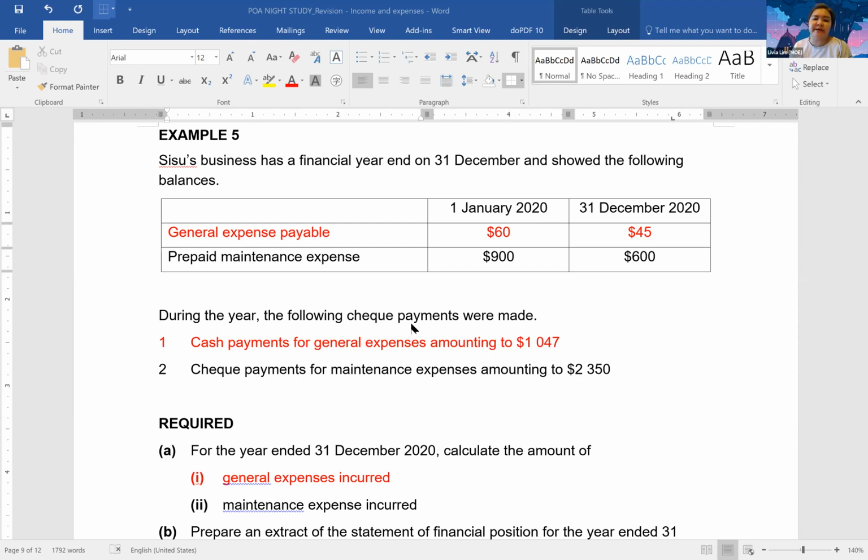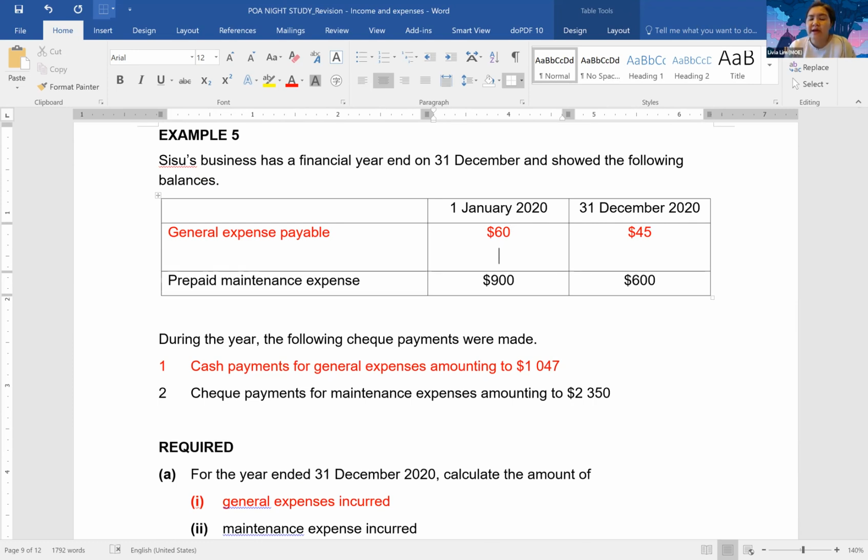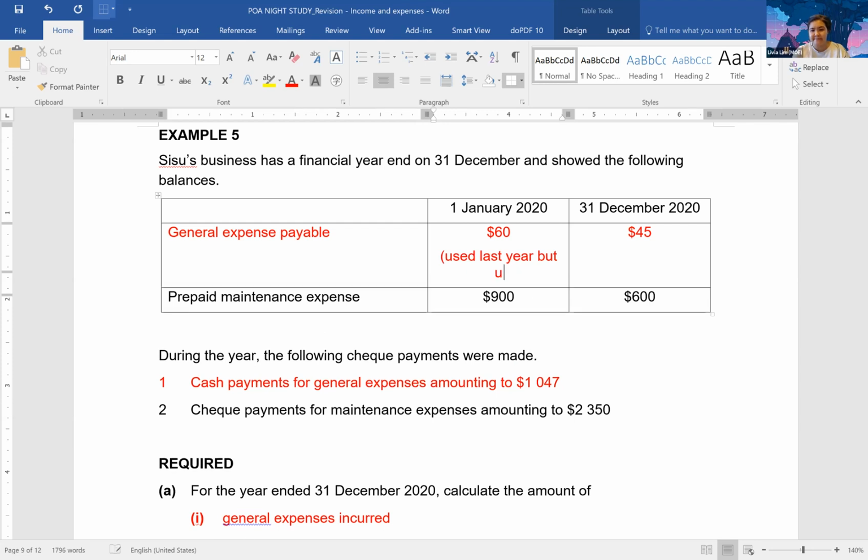Okay, so ladies and gentlemen, this is the answer. Firstly, at the beginning of the year, you have a general expense payable. You have to pay this $60. So at the beginning of the year, you have to pay this $60. So what does it mean? It's actually used last year, but unpaid.